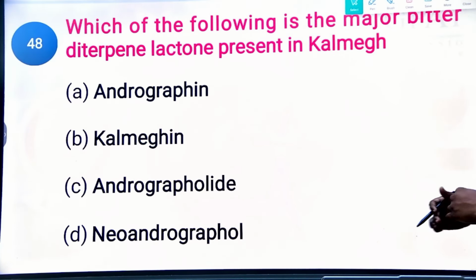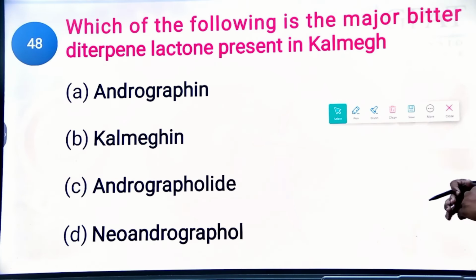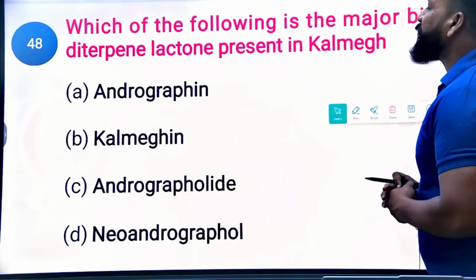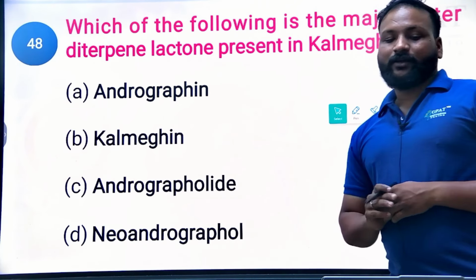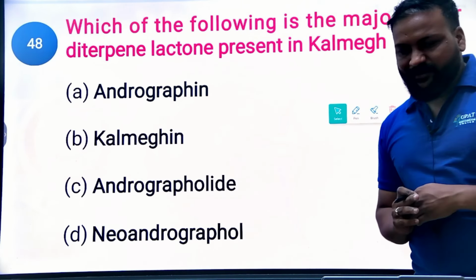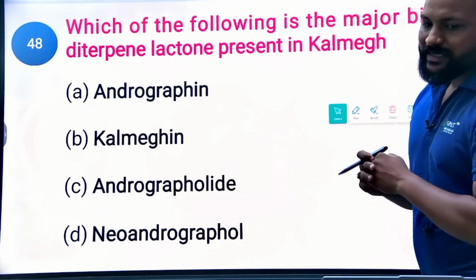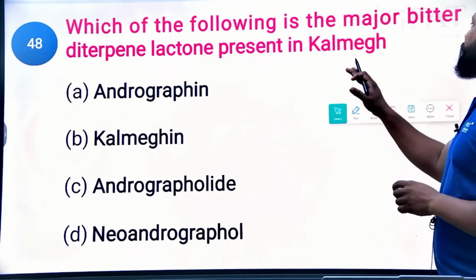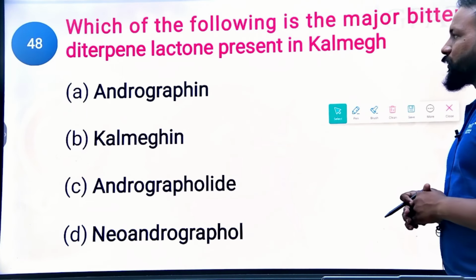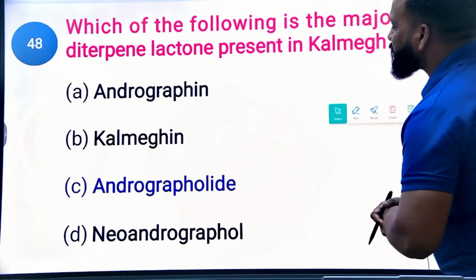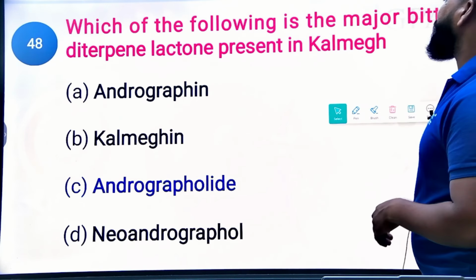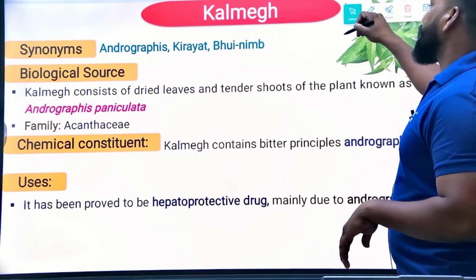Next question: the following is a major bitter diterpene lactone present in the kalmegh. Andrographin, calamine, andrographolide, neoandrographolide. What is the right answer? They're asking about the major bitter diterpene lactone. The right answer will be andrographolide. Andrographis paniculata is the source name, so it is the kalmegh plant.